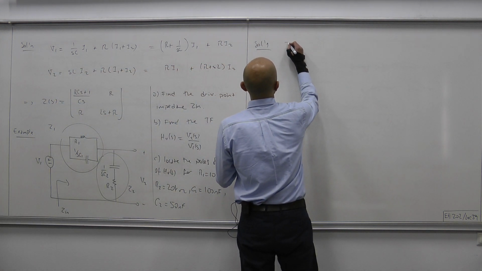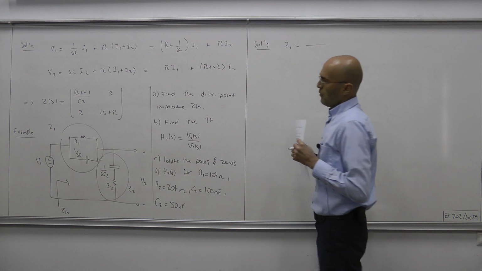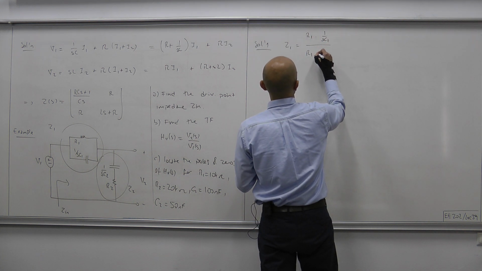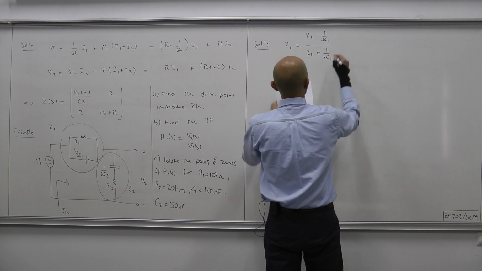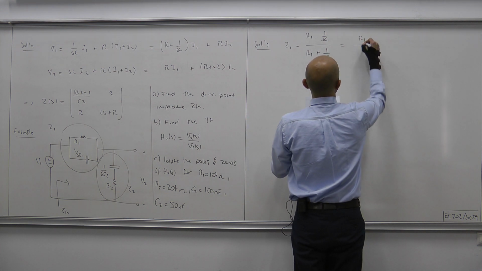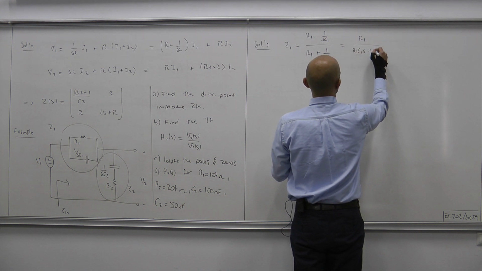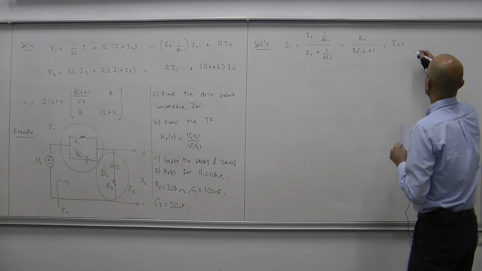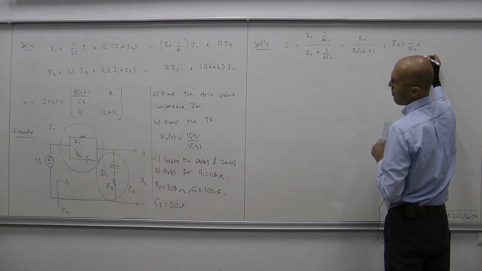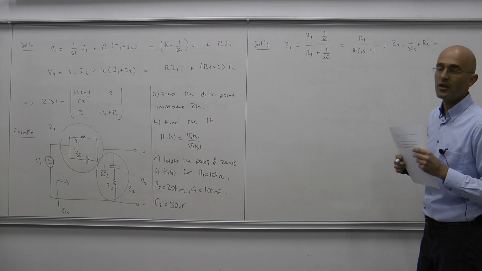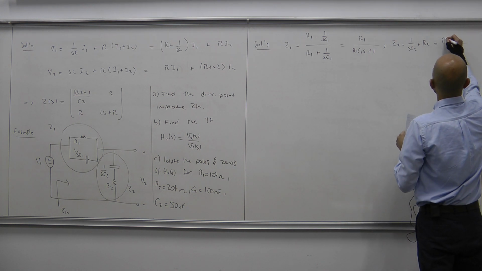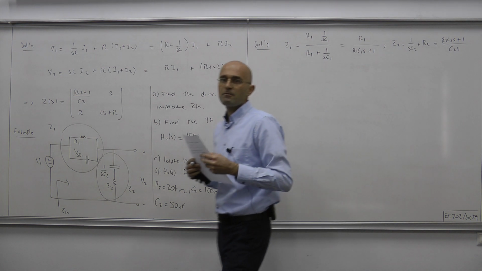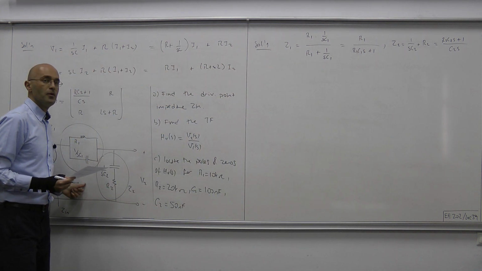Okay, so Z1 is R1 in parallel with 1 over SC1, so that produces R1 times 1 over SC1 over R1 plus 1 over SC1, and that reads R1 over R1 C1 S plus 1. As for Z2, we have 1 over SC2 plus R2, and written as a single fraction that reads R2 C2 S plus 1 over C2 S. Okay, so we have Z1 and Z2 now.